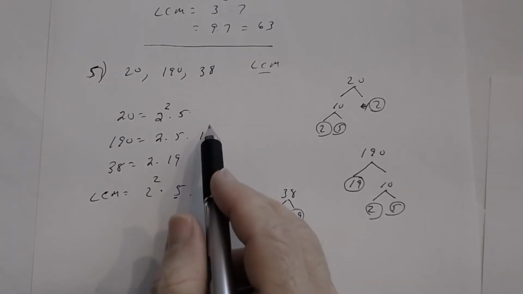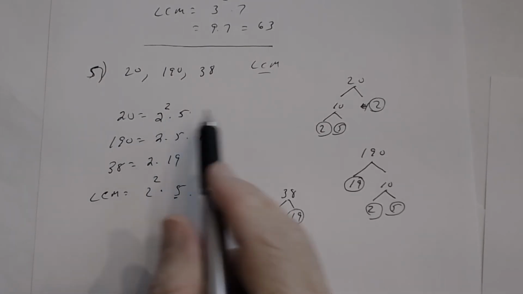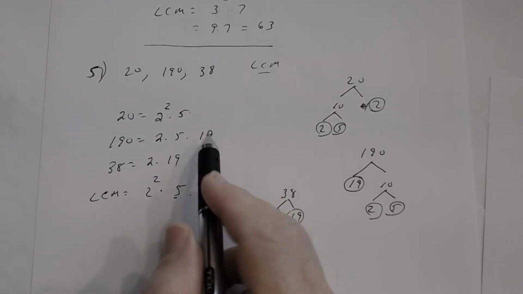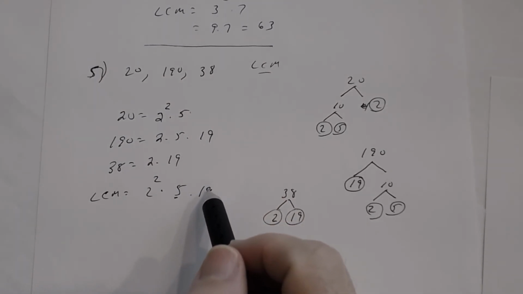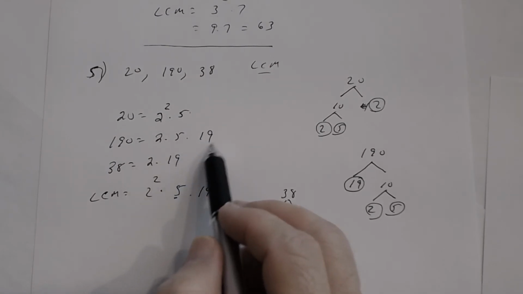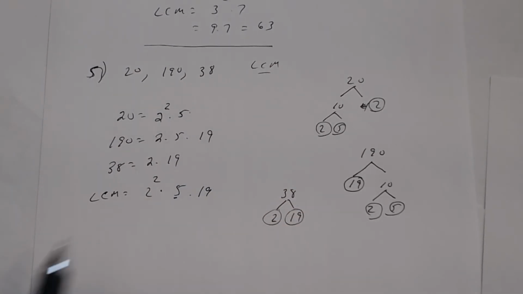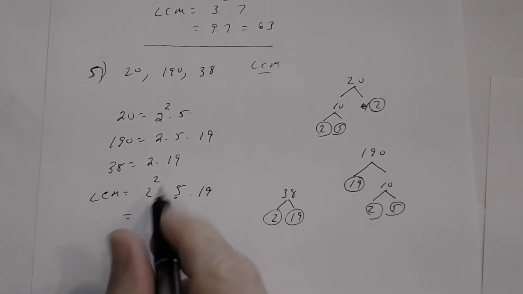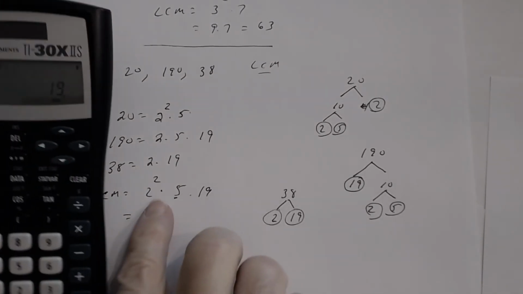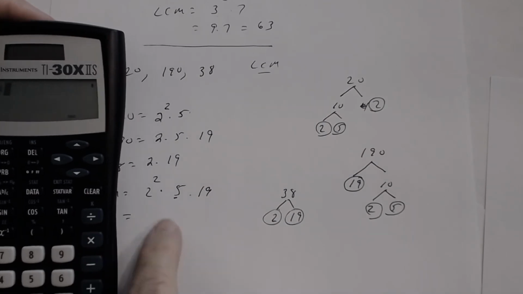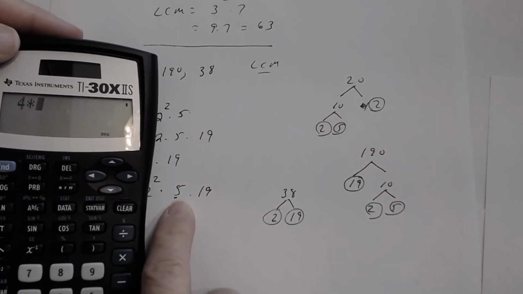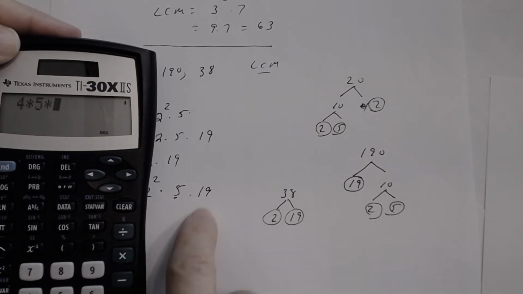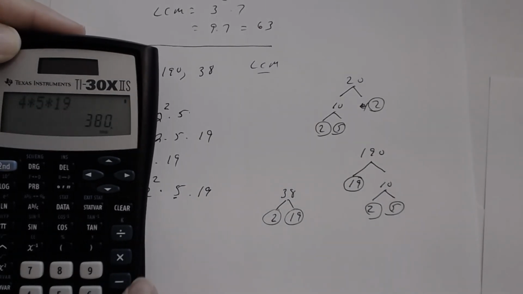I have a 19, and there's no 19 here, but it doesn't matter. So I need a factor of 19. The question is, how many do I need? Well, I have 0 here, 1 here, 1 here. I just need 1. And all you do is multiply this out. So 2 to the second power is 4. Then you get 4 times 5. Use your calculator. 4 times 5 times 19 equals 380.